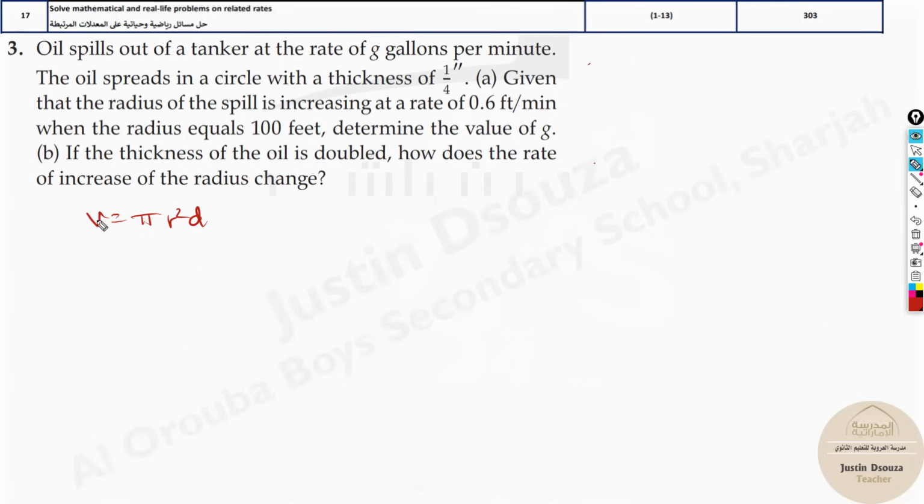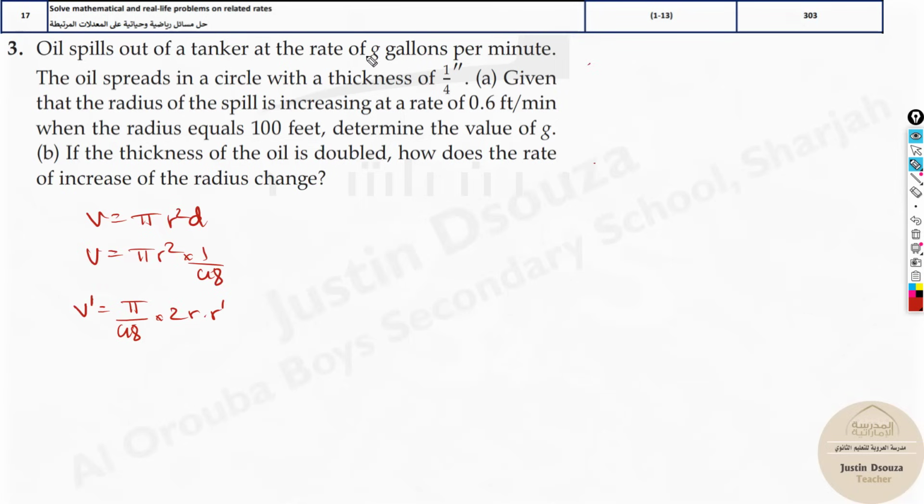And volume we do not know, it is G. But leave that, sorry, we don't know volume, we know rate of volume is G. So leave volume as it is. This is known, this is not known. So write it as V is equal to pi r square into 1 by 48. Now, derive it out. V dash will be equal to pi by 48 times 2 into r dash. This is what we did.